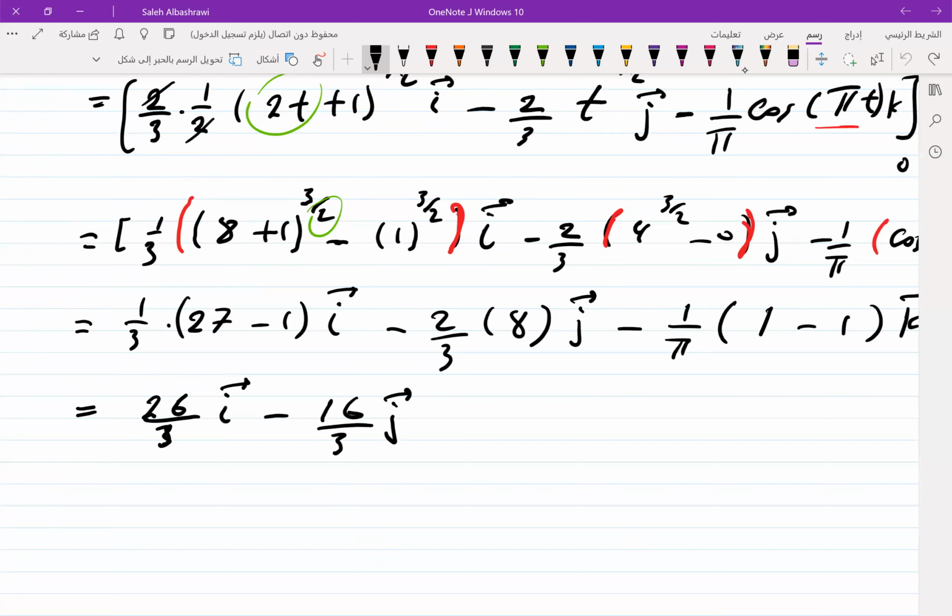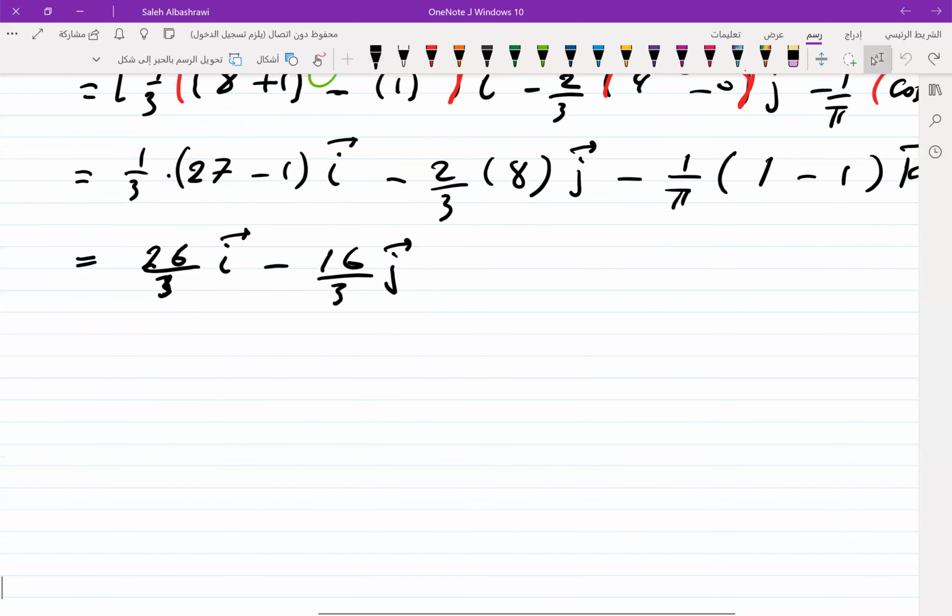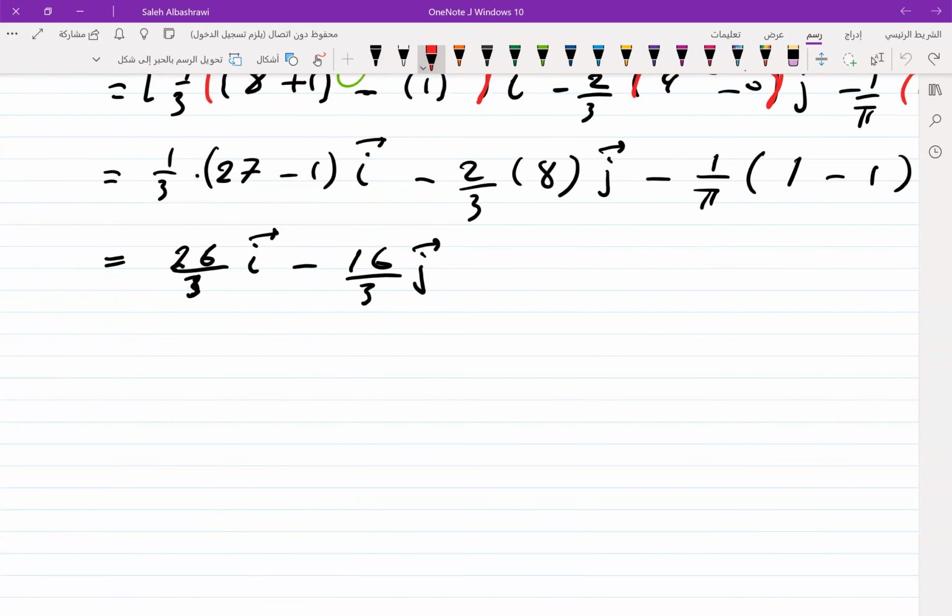So this is the idea of integrating a vector function. Just find the integral for each part or each component of the vector function. The second point that will be discussed today is the length of a space curve.